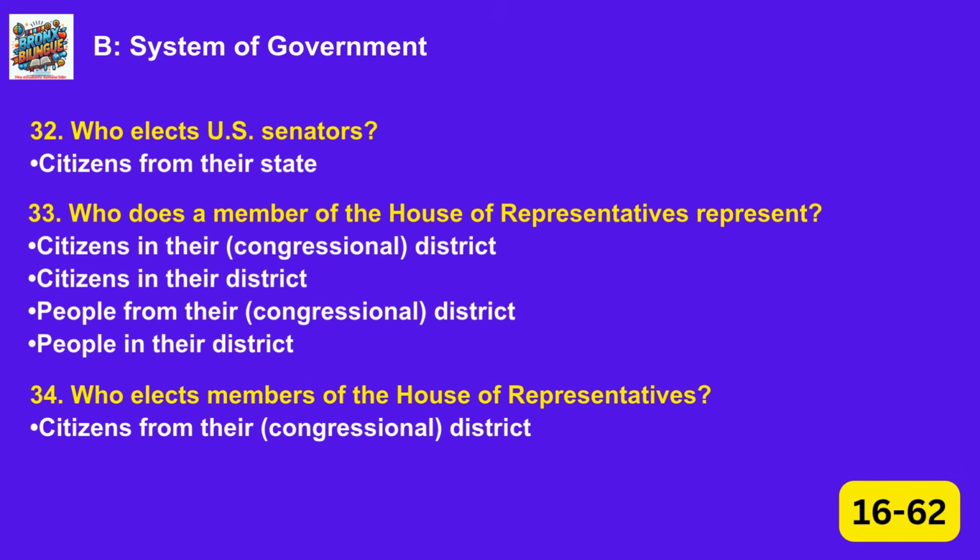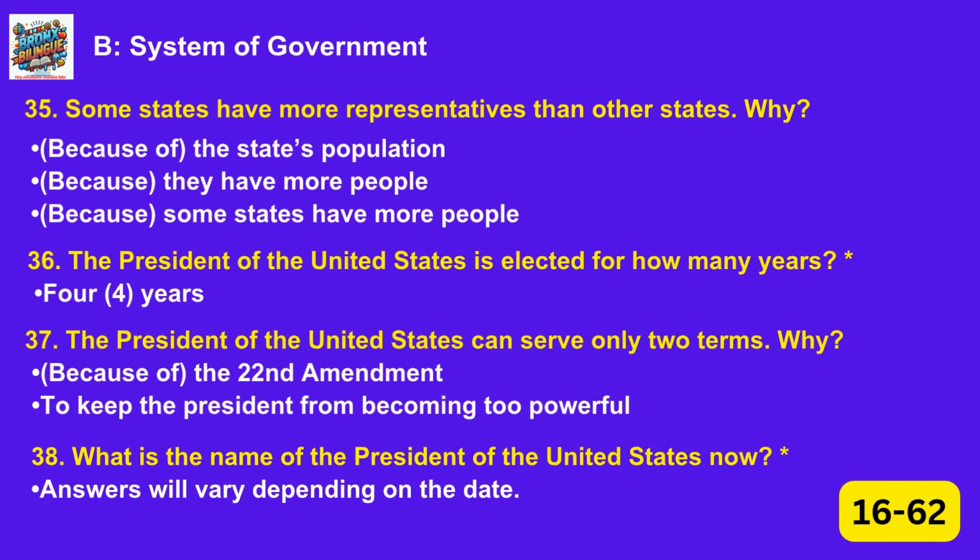33. Who does a member of the House of Representatives represent? Citizens in their district, people from their district. 34. Who elects members of the House of Representatives? Citizens from their district. 35. Some states have more representatives than other states. Why? The state's population. They have more people. Some states have more people.